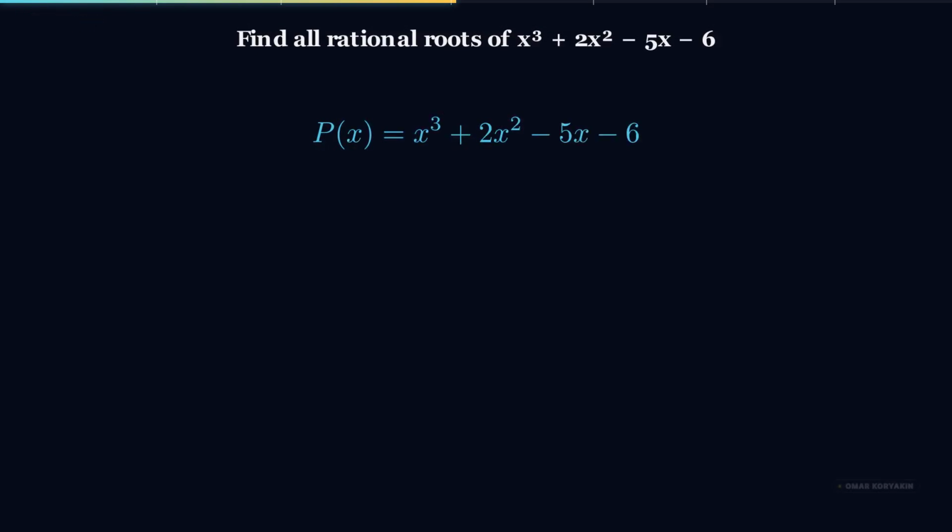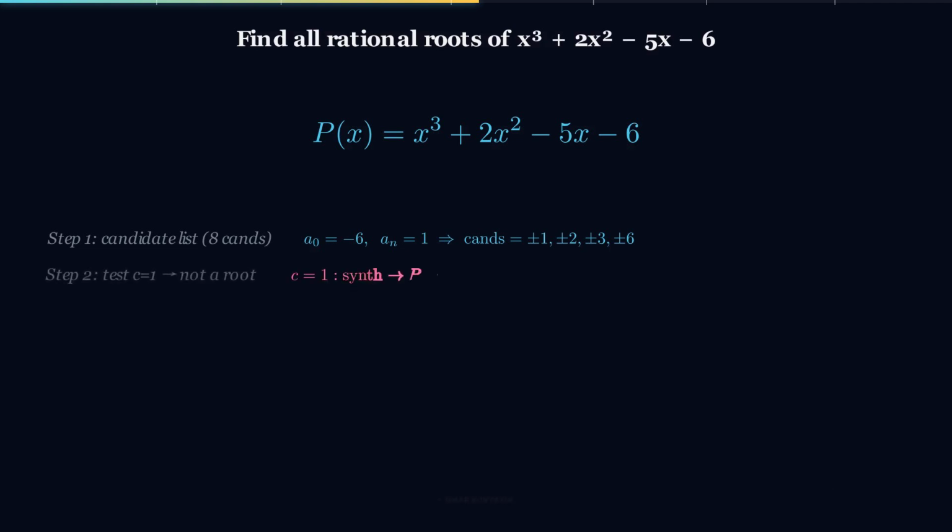Find all rational roots of p of x equal x cubed plus 2x squared minus 5x minus 6. Apply the rational root theorem and synthetic division systematically. Constant term is -6, leading coefficient is 1. Factors of 6 are 1, 2, 3, 6. Factors of 1 are just 1. Candidates are plus and minus 1, plus and minus 2, plus and minus 3, plus and minus 6. 8 candidates total. Step 2.